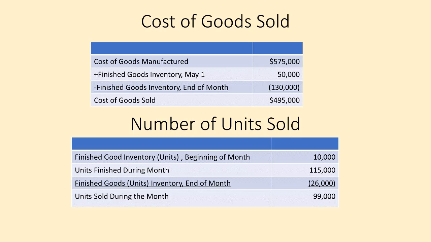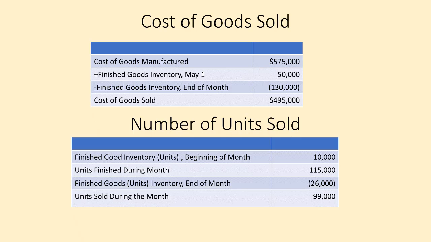Looking at the number of units sold during the month, the case tells us that Blue Denim had 10,000 units in inventory on May 1st, and during the month they completed production of 115,000 pairs of jeans. At the end of the month, they only had 26,000 pairs of jeans in inventory. So if we take the finished goods inventory on May 1st of 10,000 units, we add in the 115,000 they produced during the month, we subtract out the 26,000 pairs of jeans they had left in inventory at the end of the month, we figure out that they sold 99,000 pairs of jeans in the month of May.